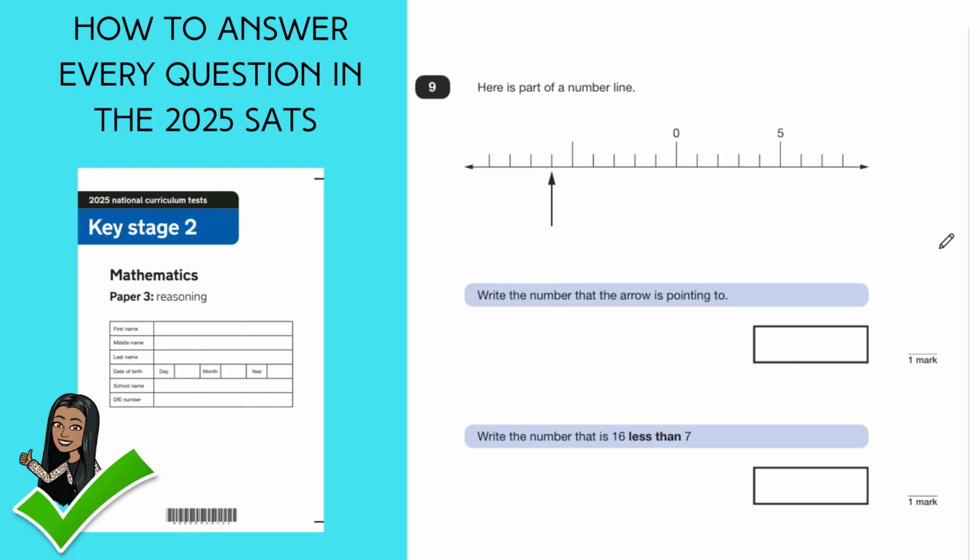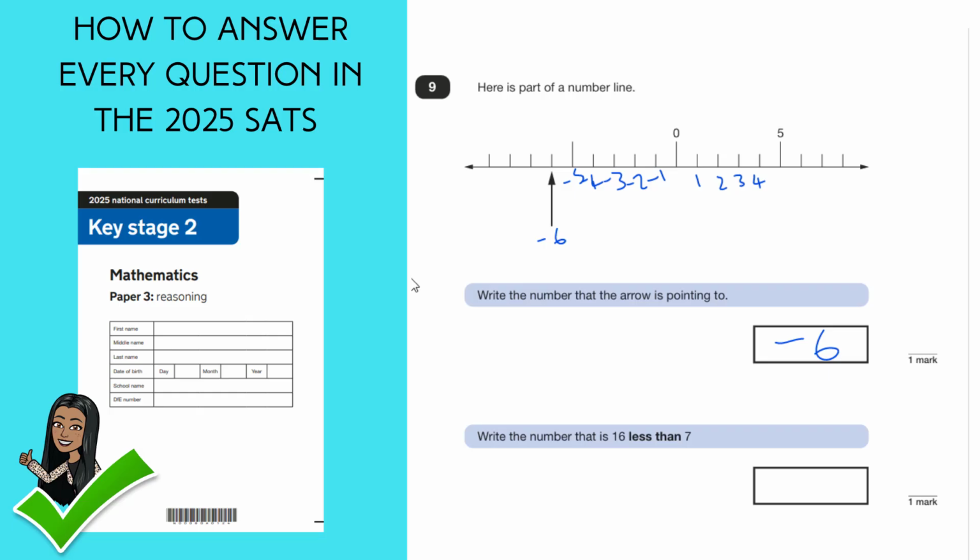I know that there are 1, 2, 3, 4, 5 spaces from 0 to 5, so I know that it's just going up in ones. Okay, so that makes it nice and easy. So if it's going up in ones, it's also going down in ones. Now on this left hand side of the 0, we would be having -1, -2, -3, -4, -5, and then -6. You don't have to label them, you can just simply count. I'm just showing this to demonstrate. So the arrow is pointing to -6.